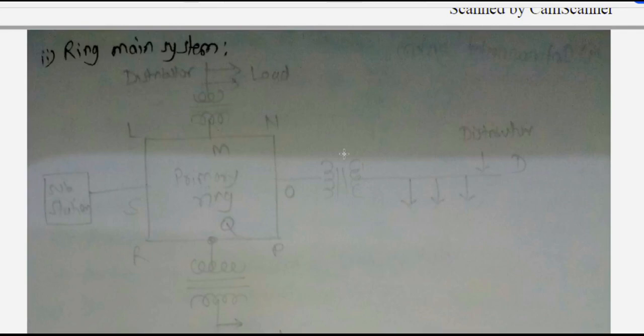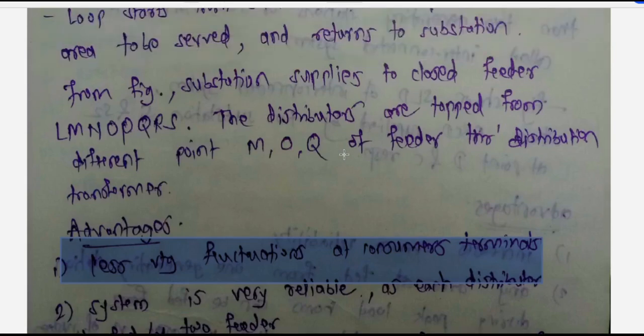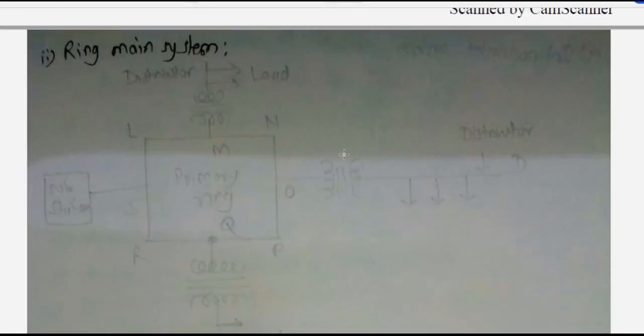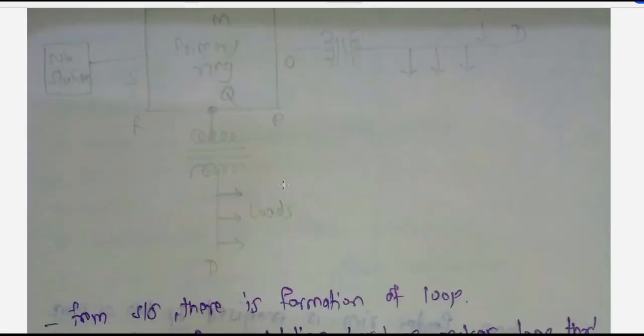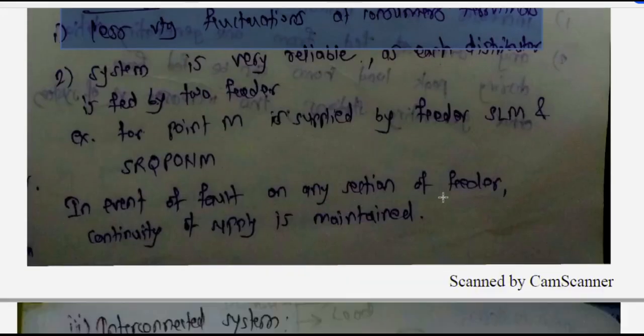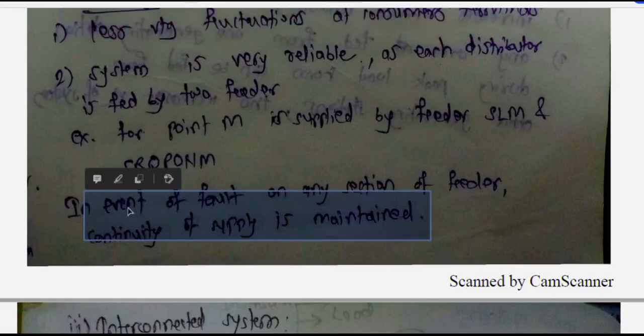So if there is a fault on a particular line, we can feed the power with the help of SLM, or we can feed the power from SRQPON. So this is another way. In the event of a fault in any section of the feeder, continuity of the supply is maintained. So the previous drawback is covered here.